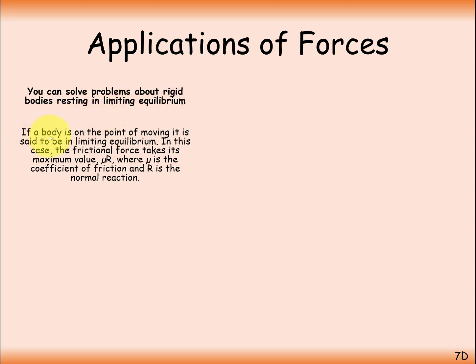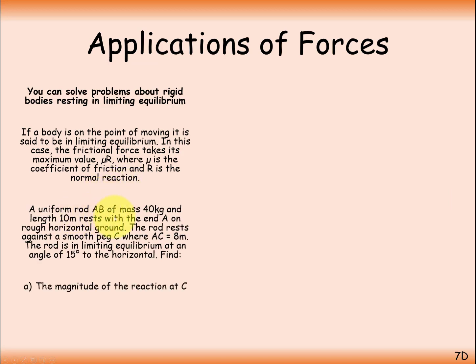Now this important fact: if a body is on the point of moving, it is said to be in limiting equilibrium. In this case, the friction force takes its maximum value μR, where μ is the coefficient of friction and R is the normal reaction. So we do know some of this.